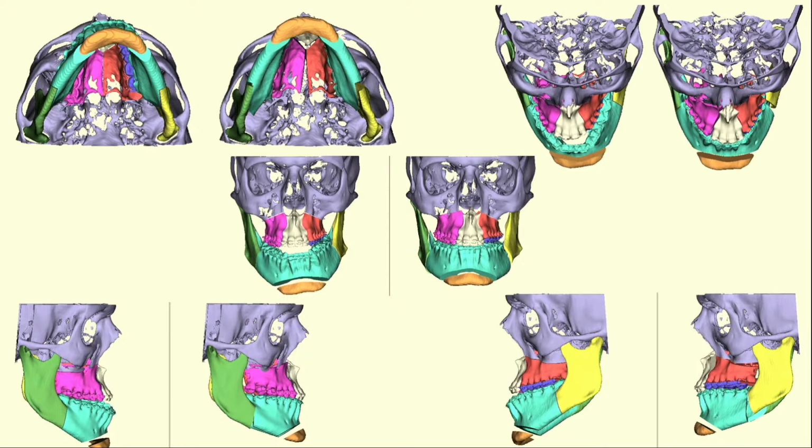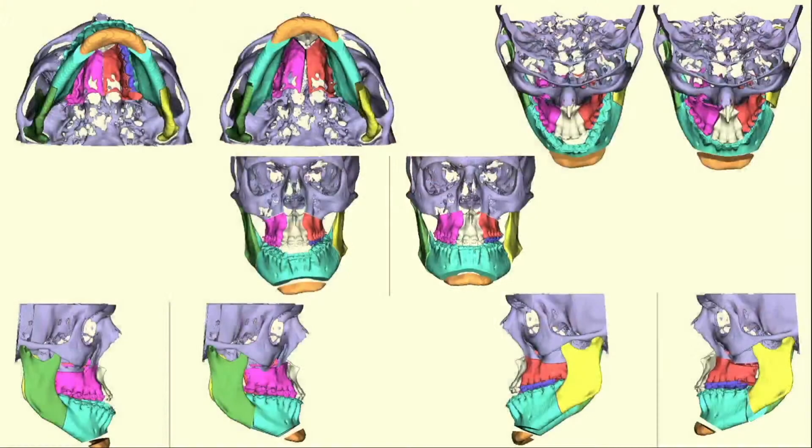So we planned for this case a 3-piece maxilla because I needed to expand the maxilla, and I'm not afraid to expand the maxilla 8, 9, 10 millimeters transversally and correct the transverse atrophic maxillas, because it is very safe if you have a good technique and a good surgery.